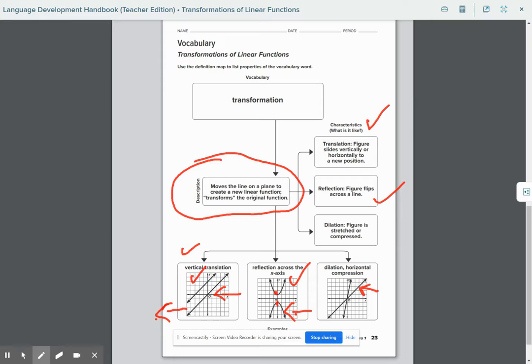So instead of up 2 over 2, they might flip that. Maybe your slope is 1/2, up 1 over 2. You would flip that to up 2 over 1, and you would get a different line. So you're flipping things in a dilation. The figure is stretched or compressed depending on what your numbers are.